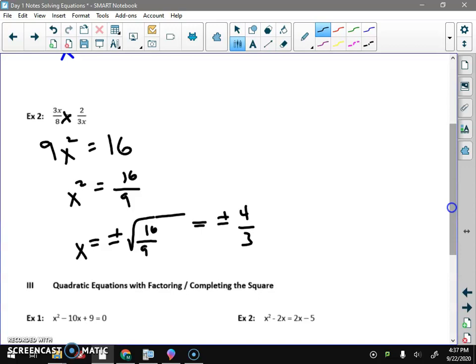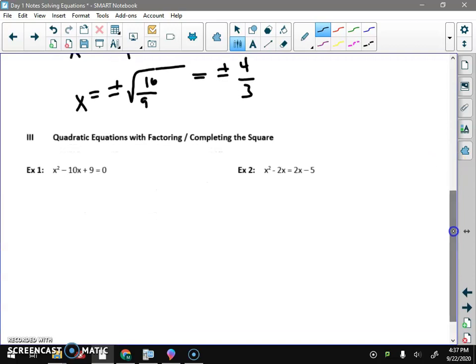All right, so that's the square root principle, treating it like a linear. What's the more straight ahead? That would be factoring. But we also have this tool in our toolbox called completing the square, and we're going to do that. Okay? Let's factor this first one.